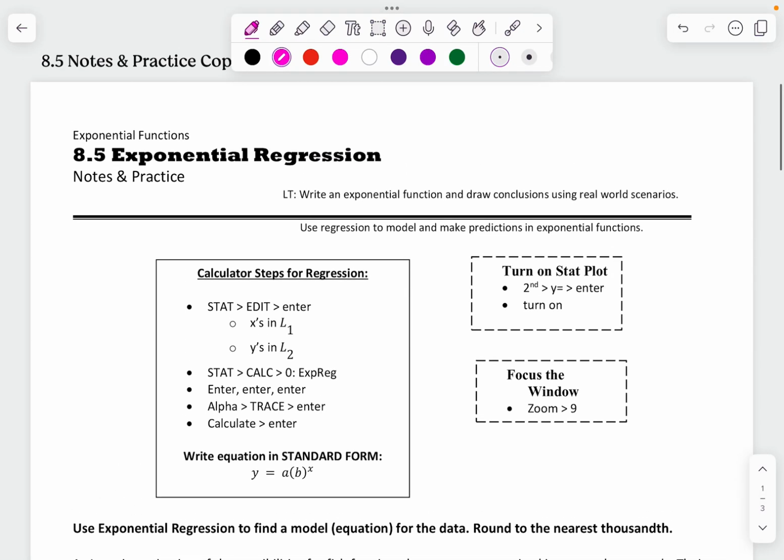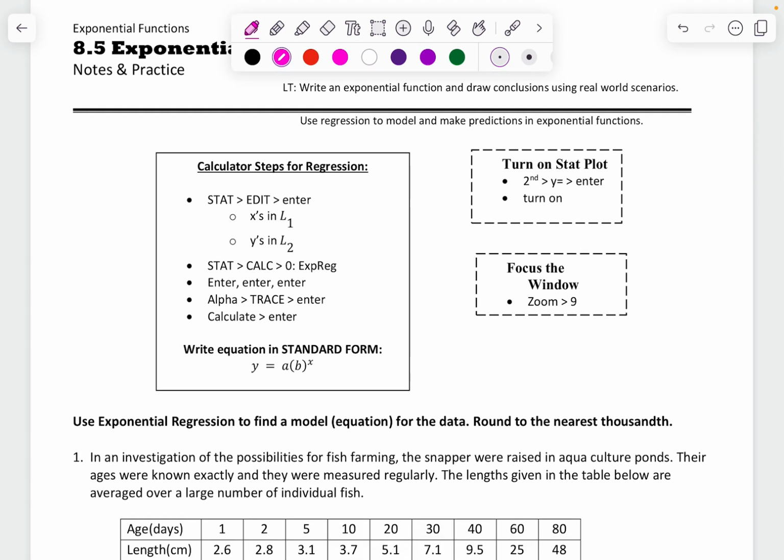All right, let's do 8.5 notes. This is exponential regression, okay? The only parts that are going to matter today is doing stat, edit, enter, and then typing in your x's and your y's, so your L1s and L2s, and then doing stat, calc, 0. And then enter. We're actually going to do enter 5 times when we do this step.